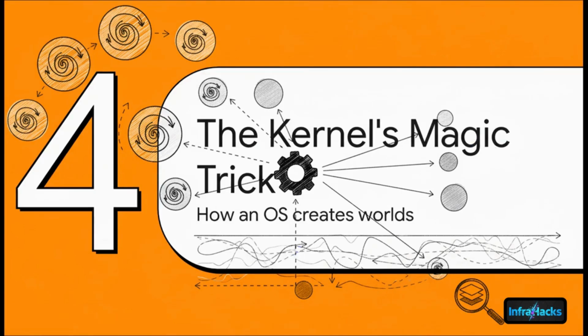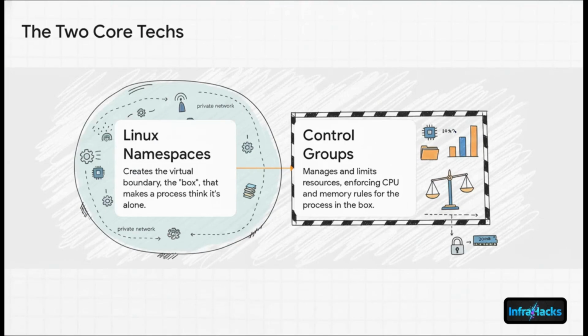How can one single operating system create all these separate little worlds on one computer? Well, the answer lies in two super clever features that have actually been part of the Linux kernel for a long, long time. All right, these two technologies are the secret sauce. First up, namespaces. This is what creates the illusion of a private box. It basically tricks a process into thinking it's all alone on the computer, with its own private network, its own file system, you name it.